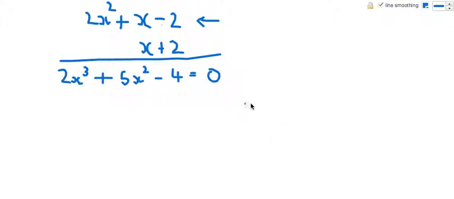So first of all, take the 2 out of the front. So it's going to be x squared plus a half x.